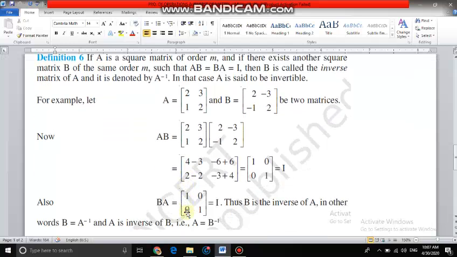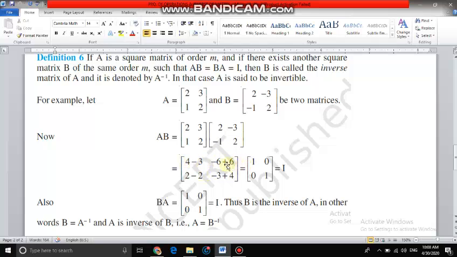So now what I do is I multiply A and B matrix. I think you already knew how to multiply two matrices. 2 into 2 is 4, 3 into minus 1 is minus 3. So 4 minus 3. 2 into minus 3 is minus 6, 3 into 2 is 6. So minus 6 plus 6. Then the second row will multiply with the first column of the second matrix, 1 into 2, then 2 into minus 1. So that is 2 minus 2. Then the second row of A multiply with the second column of B, 1 into minus 3 plus 2 into 2. So minus 3 plus 4.